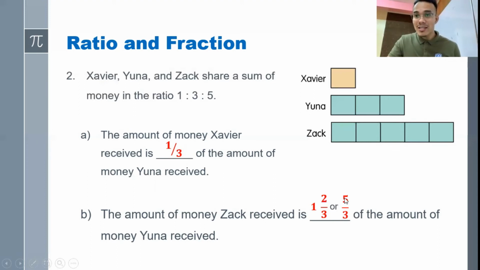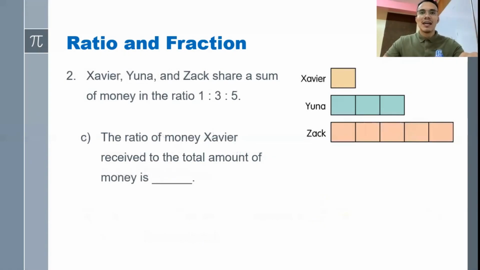5 here is the number of units Zach has, and 3 here is the number of units Yuna has. Let's have letter C. The ratio of money Xavier received to the total amount of money is, so for letter C, we're looking for the ratio.